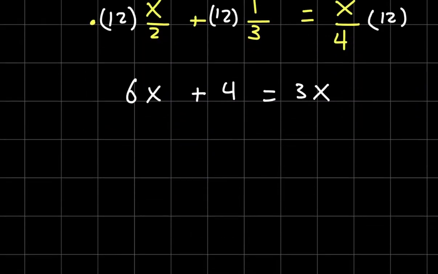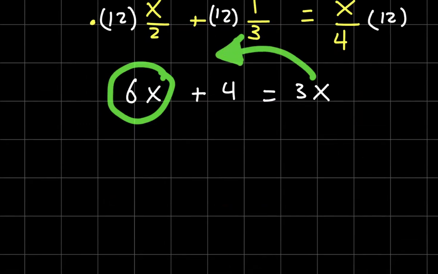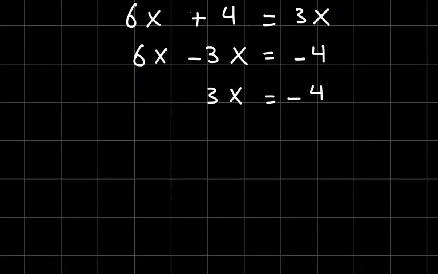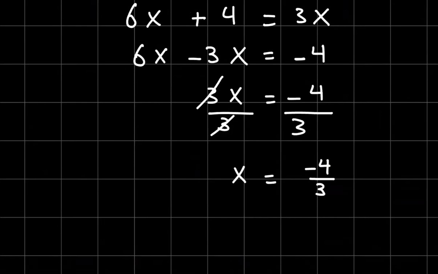So how can we solve this one? We will get x's on one side. Here we have 6x. So I will shift 3x to this side, and I will shift 4 to this side. When we shift, we change the signs. So 6x negative 3x, and if you shift 4, it will be negative 4. 6 negative 3 is 3x equal negative 4. Divide here by 3 and divide here by 3. Cancel, cancel. So the value of x is negative 4 over 3.